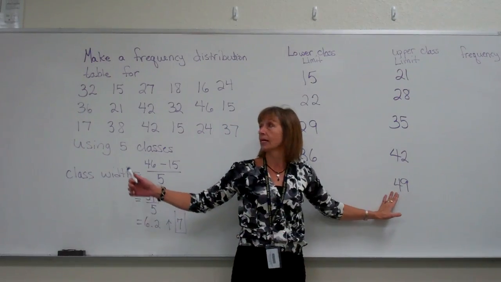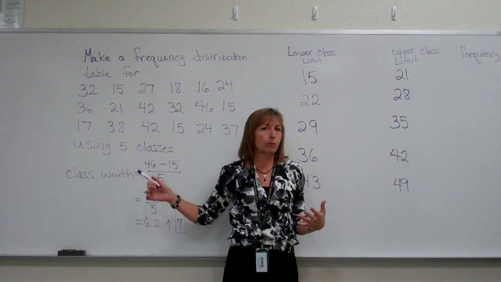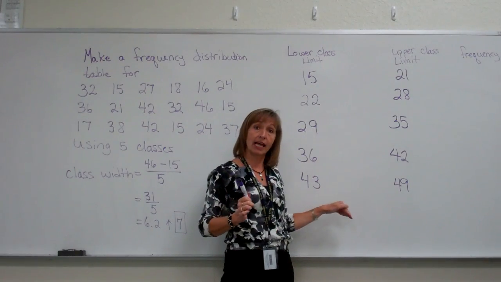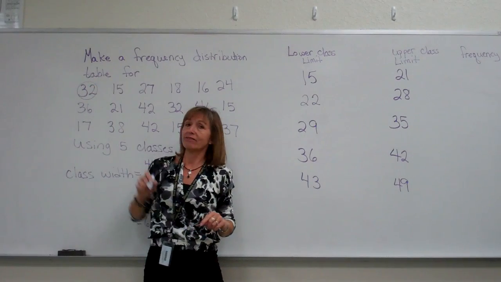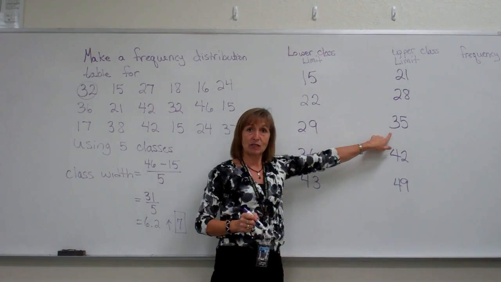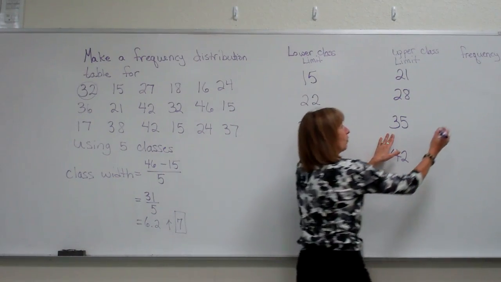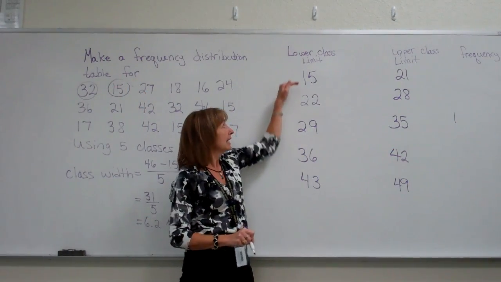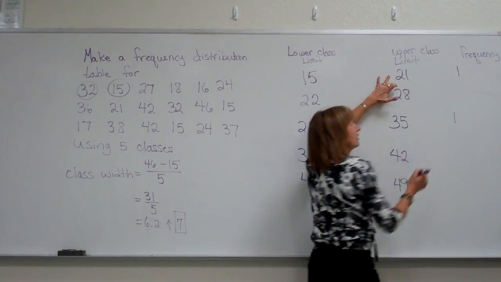The next thing we're going to do is just do a tally for now, and then we'll change it to the numerical representation. So we're going to tally for each of these data values which class they fall in, and we'll systematically go through this. For example, the data value 32 falls in the third class's span of numbers. 32 is a number somewhere between 29 and 35. So I'll put a frequency tally of 1 there. The next number, 15, is in the span of numbers from 15 to 21. So I'll put a frequency tally there.